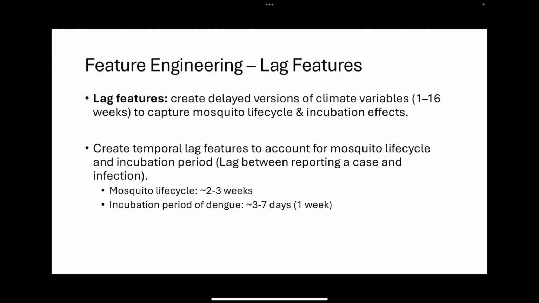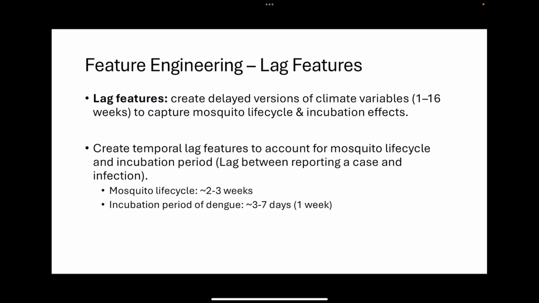So we started with the lag features. For the lag features, we first created a delayed version of the climate variables, 1 to 16 weeks, to capture the mosquito life cycle and the incubation effects. Why did we do this? Because when the mosquito bites the patient, the symptoms would appear weeks later.